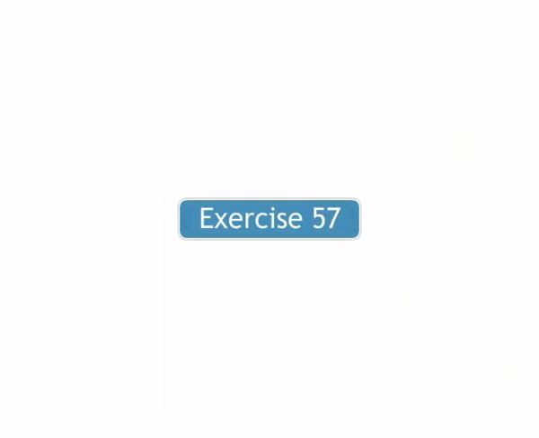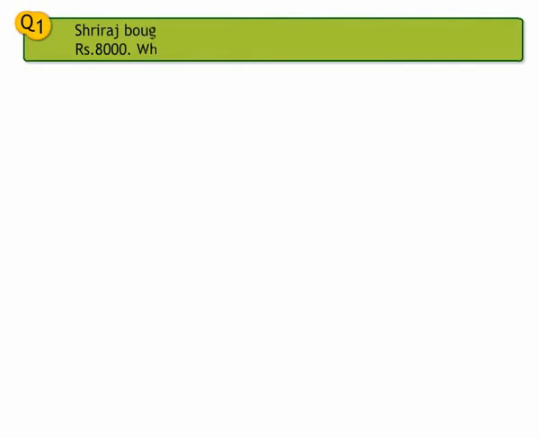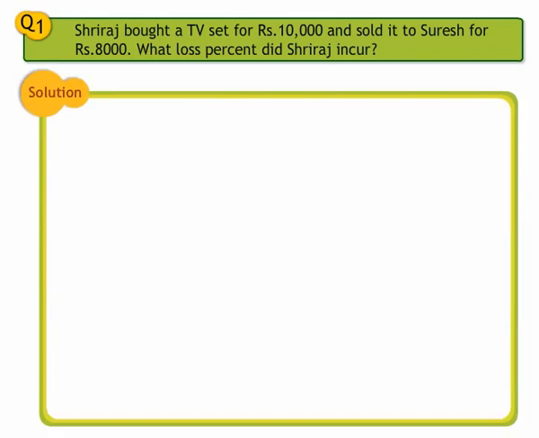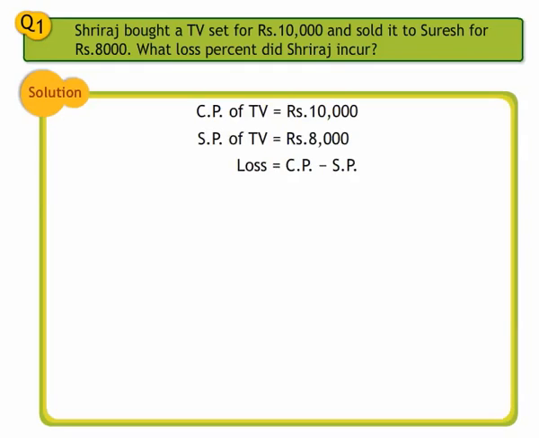Now let us solve the sums from exercise 57. 1. Shriraj bought a TV set for rupees 10,000 and sold it to Suresh for rupees 8,000. What loss percent did Shriraj incur? Solution. Cost price of TV is rupees 10,000. Sale price of TV is rupees 8,000. Loss is cost price minus selling price, which is equal to 10,000 minus 8,000, that is 2000. Therefore, loss is equal to rupees 2000.